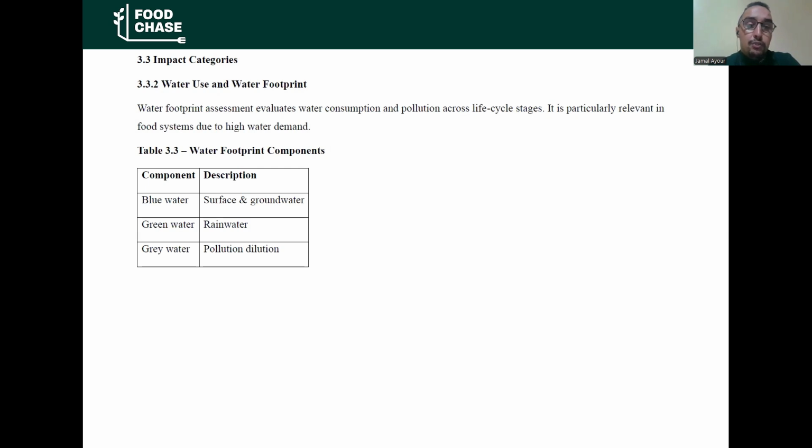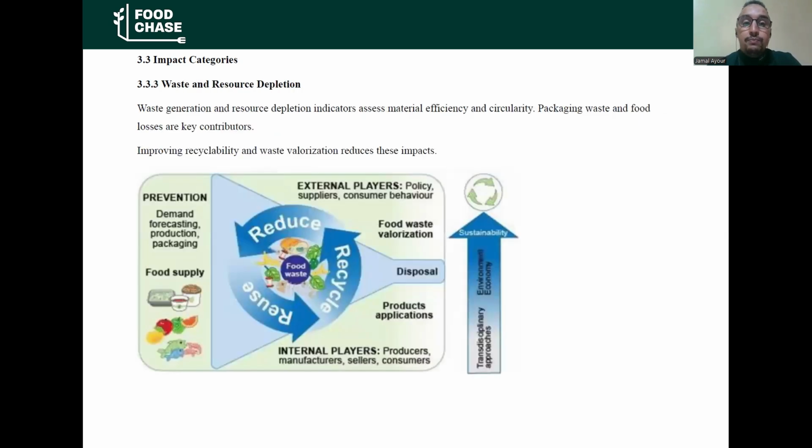Another factor is water use and water footprint. This impact depends directly on the water consumption of the industry and its activity, with different components such as blue water, green water, or grey water, with different descriptions, for example, as presented in this table.